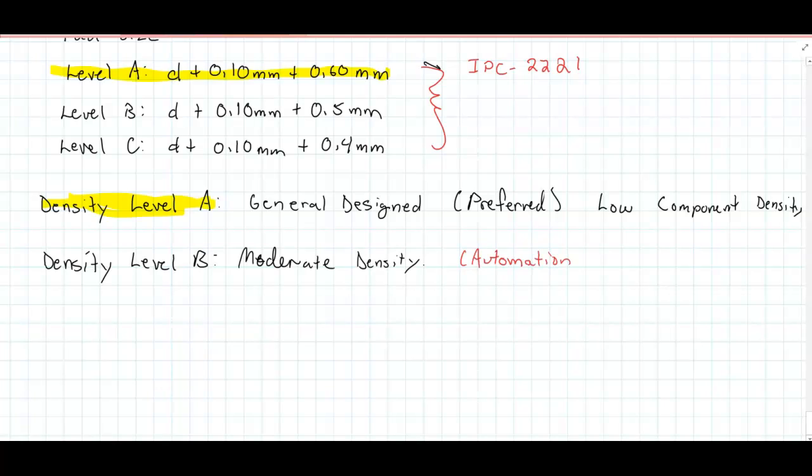So when I say preferred, I'm meaning preferred in our course here. Automation, where you're doing what's called reflow and wave soldering, and we'll talk about this later on when we watch some stuff on how boards are manufactured. Those reflow and wave soldering are all automation techniques. I actually used to work in this industry way back in the day.